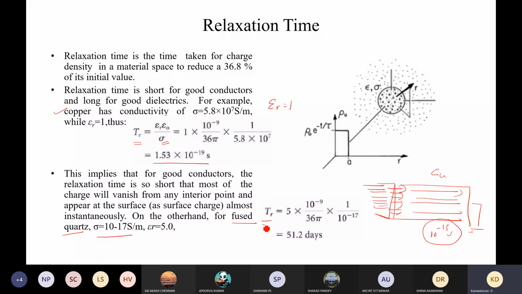When we substitute this in the calculation of relaxation time, it comes to around 51.2 days, which means that much time it will take for the charge to move from one place to another. It is very huge. So this quartz can be largely used for many applications, like protecting electronic structures with a transparent cover, as well as for heat resistance applications. Many places it is used.